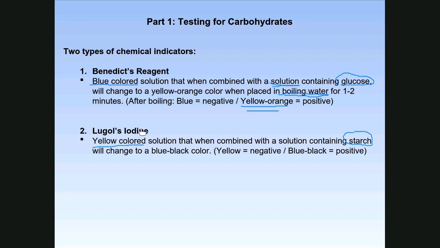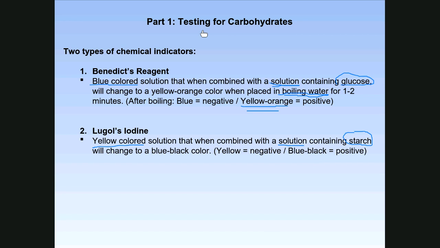But if you add Lugol's iodine to a solution that does contain starch, okay, it'll immediately turn it to a blue or blue-black or black color. It depends on how much starch is present. The more starch is present, the darker it is or the blacker it is. Okay, so these are the chemical color indicators.